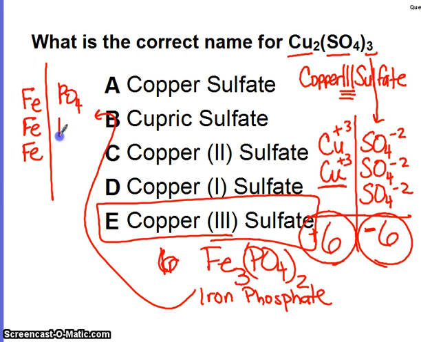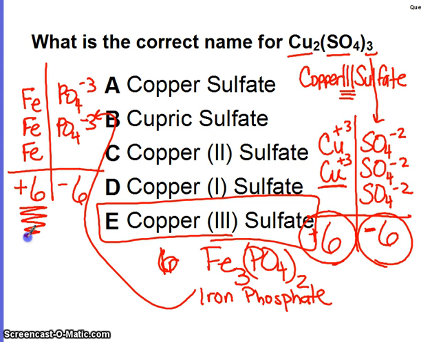So we had PO4, PO4. And we know, or you're supposed to know, that phosphate always has a -3. So our total charge of negatives this time is -6. That means our total positive charge has to be +6. So 3 irons times what gives us 6? 2. If each of these is a +2, we would get 6. So this would have to be iron 2 phosphate, because that would be the charge on each individual iron in the formula.